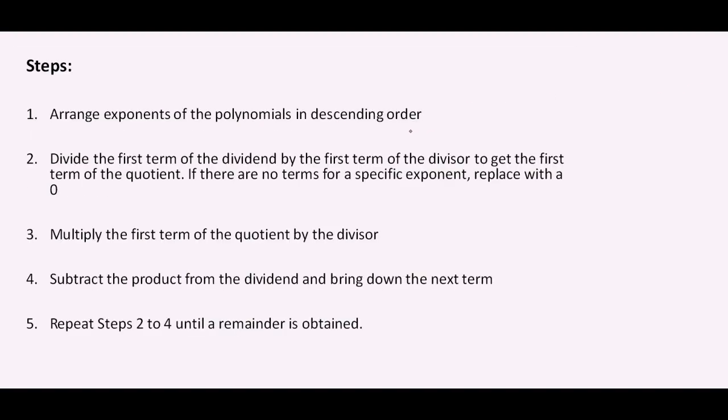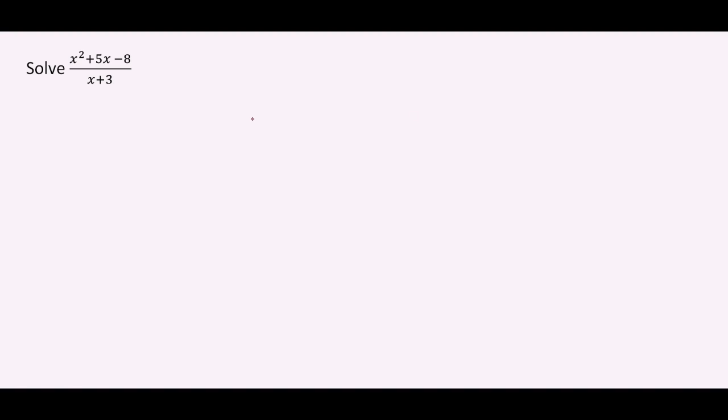So the steps we'll follow, one of the most important things here is to make sure that we arrange the terms in the polynomials from the highest exponent of the unknown to the lowest. And if there's any missing term, we're going to replace that with a 0, and then we're just going to follow the long division process until we get a remainder. So let me show you how that works.